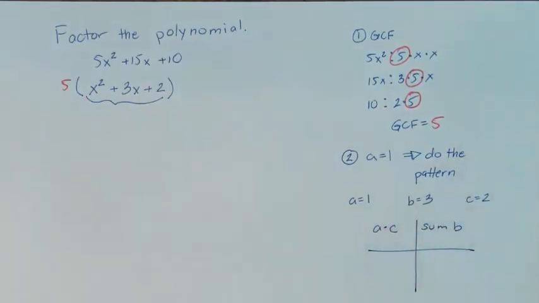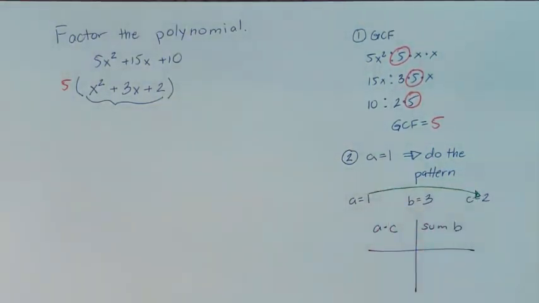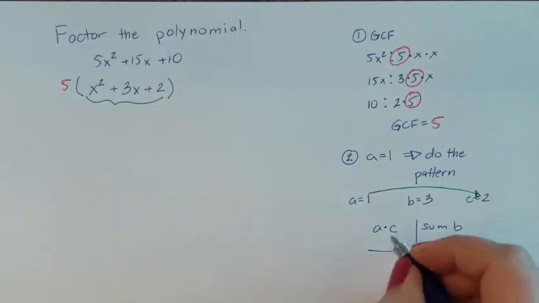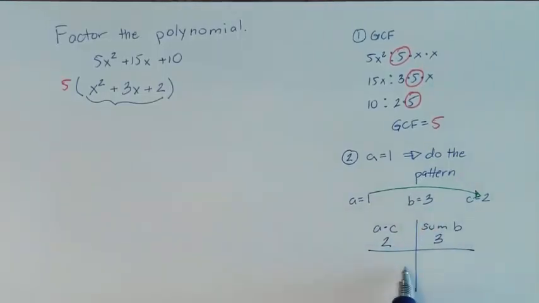My A times C is 1 times 2, so A times C is 2. My B was 3. So I'm looking for two numbers that multiply to give me 2. I know 1 times 2 will multiply to give me 2. If I add these together, I do get 3, which is the number I was looking for. So these are the two values that I need.